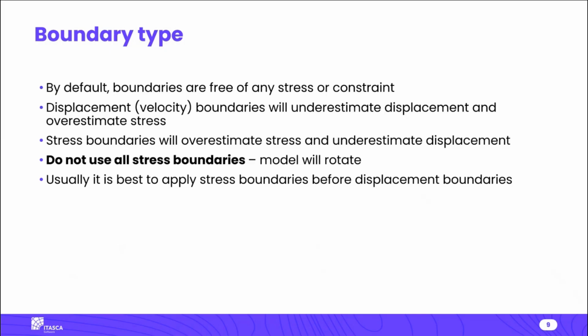However, you should probably not assign stress boundaries to all of the boundaries, because then you don't have anything fixed, and it's possible for the entire model to start rotating. And I've seen this happen, and it is certainly possible. If things aren't perfectly balanced and you have all these stress boundaries, then the whole model might rotate. So probably you want to have at least one of your boundaries be a fixed displacement boundary condition.